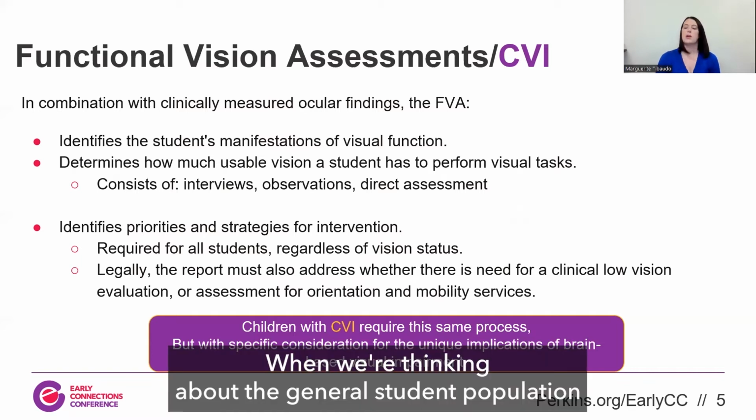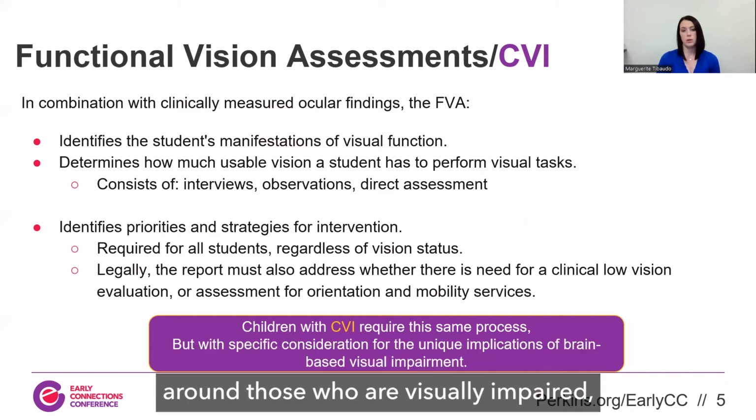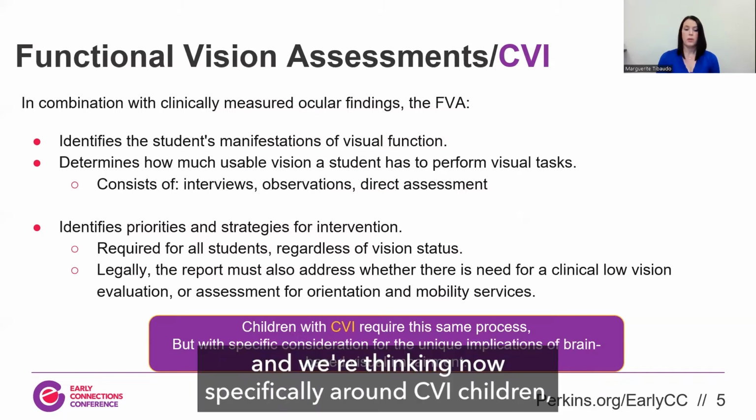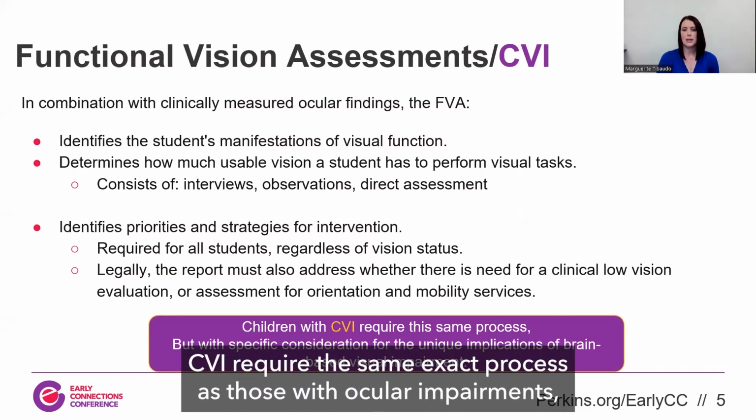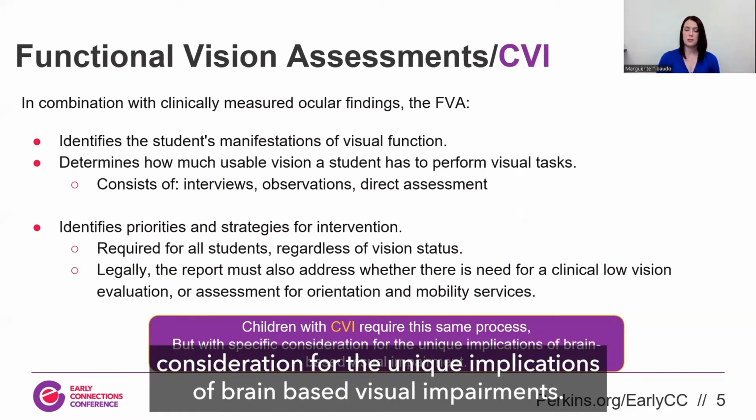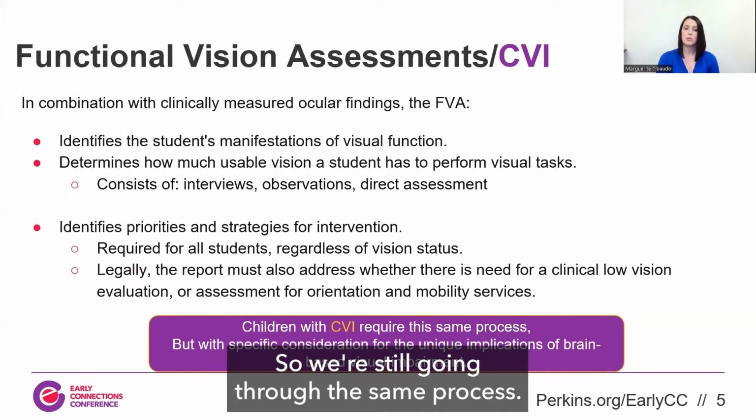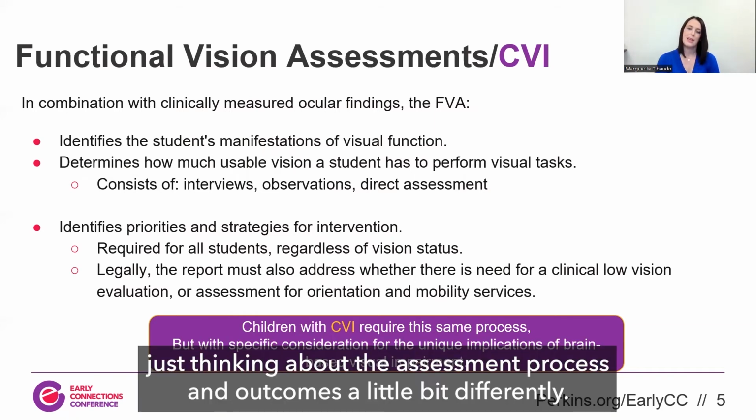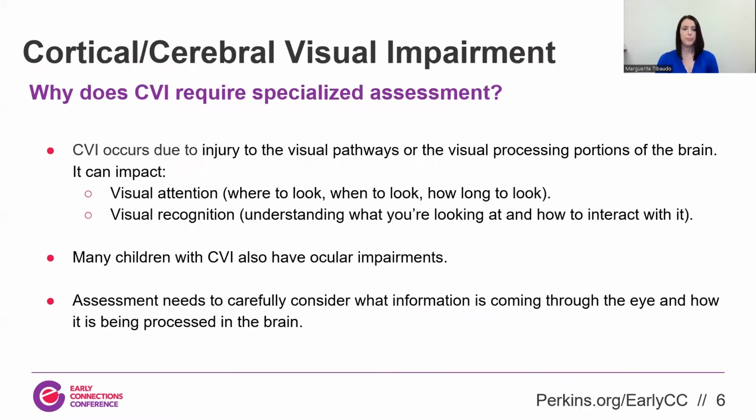When we're thinking about the general student population around those who are visually impaired, and we're thinking now specifically around CVI, children with CVI require the same exact process as those with ocular impairments. But instead, they require specific consideration for the unique implications of brain-based visual impairments. So we're still going through the same process. We're just thinking about the assessment process and outcomes a little bit differently.